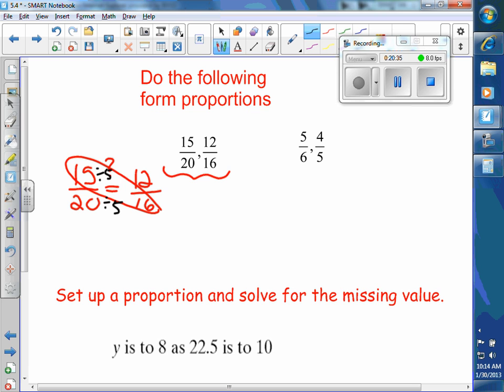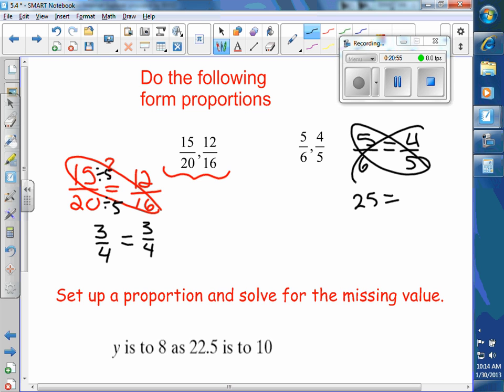It's always quicker to use small numbers. This is the same as 3/4, and that's the same as 3/4. If you use the cross product there, it's going to be giant numbers. On this one, cross product is quicker. 5/6 is equal to 4/5. Is 25 equal to 24? No, so the answer to this question is these do not form a proportion, but these do.